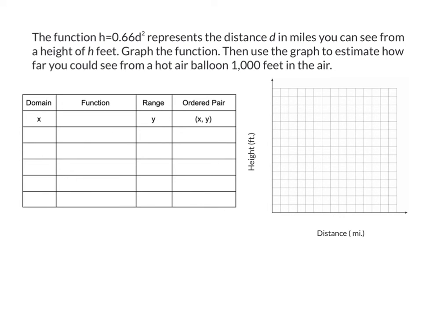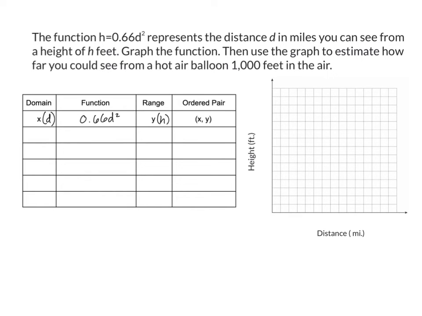The function h equals 0.66 multiplied by d squared represents the distance d in miles you can see from a height of h feet. Graph the function, then use the graph to estimate how far you can see from a hot air balloon 1,000 feet in the air. So let's start by filling in our table with the function. So it's 0.66d squared, and we can let h represent y and d represent x.